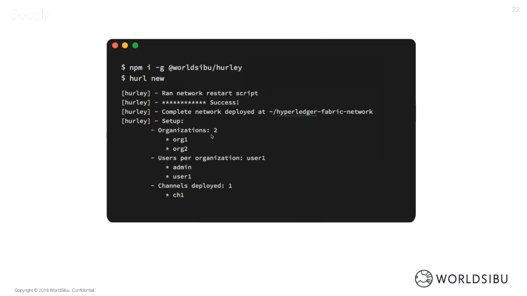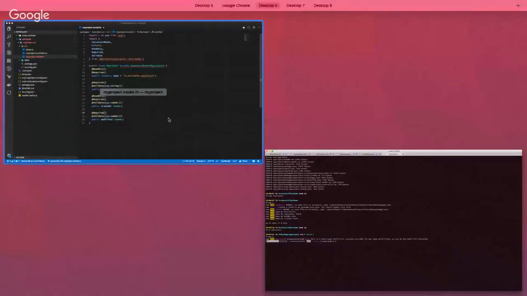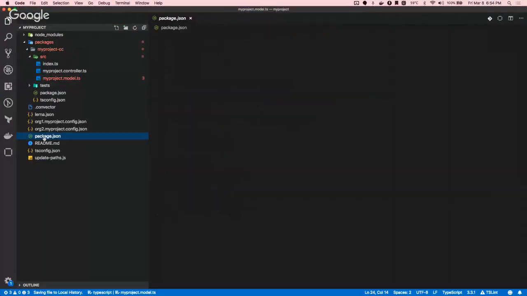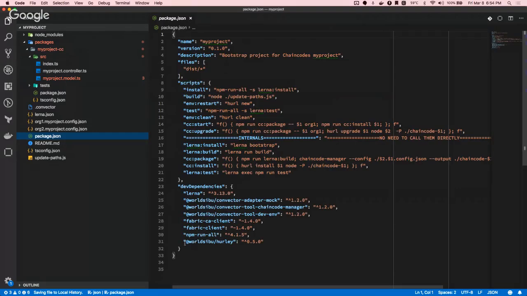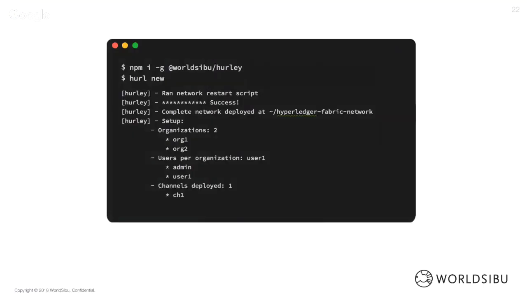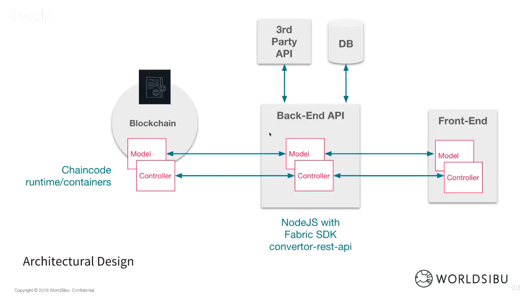It actually comes included in the Convector CLI project. You can take a look at the package JSON. It's already here. Let's see Hurley. And actually, the scripts to start the network are actually called hurley new already. So if you use Convector CLI, you're already using Hurley. Let's take a look at that. It's really cool.